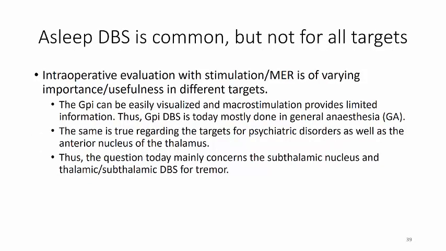Asleep DBS is common today, but not for all targets. Since intraoperative evaluation with stimulation or recording is of varying importance in different targets, the GPI can be easily visualized and macrostimulation provides limited information. Thus, GPI DBS is today mostly done in general anesthesia. The same is true regarding the targets for psychiatric disorders as well as the anterior nucleus of the thalamus. Thus, the question today mainly concerns the subthalamic nucleus and thalamic subthalamic DBS for tremor.